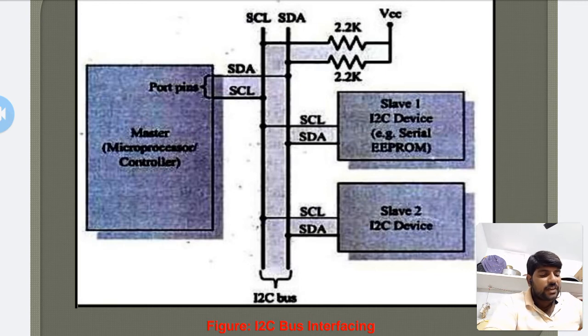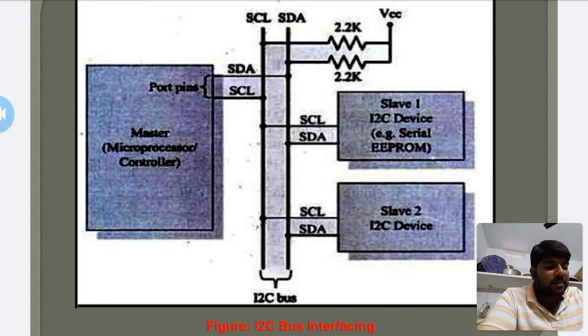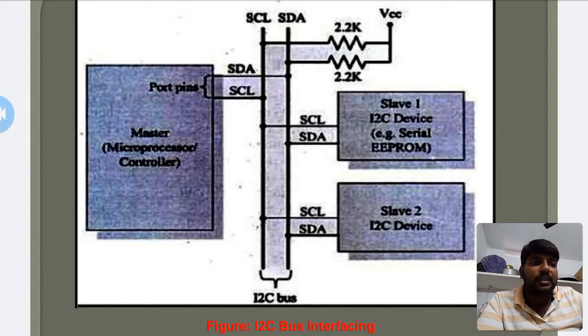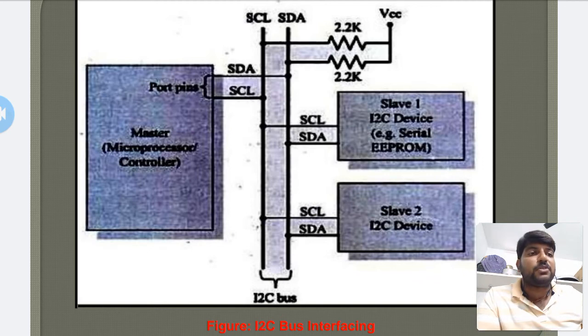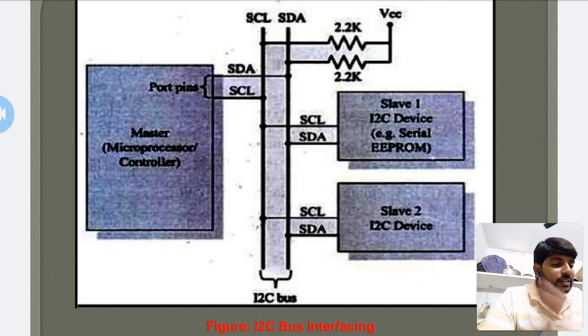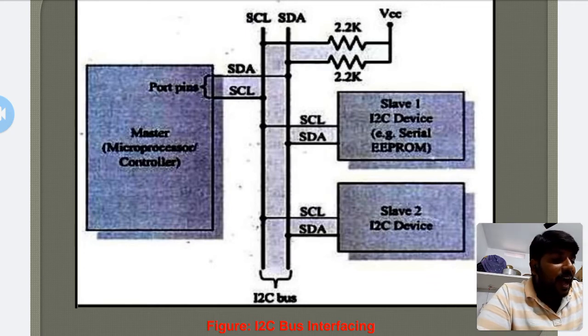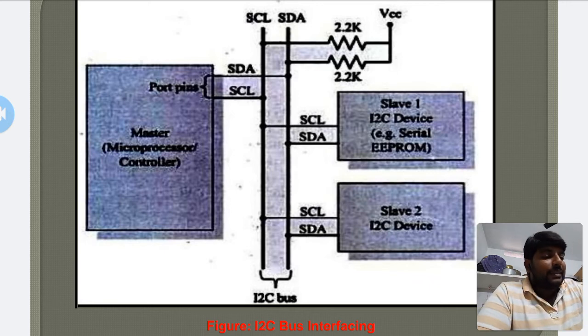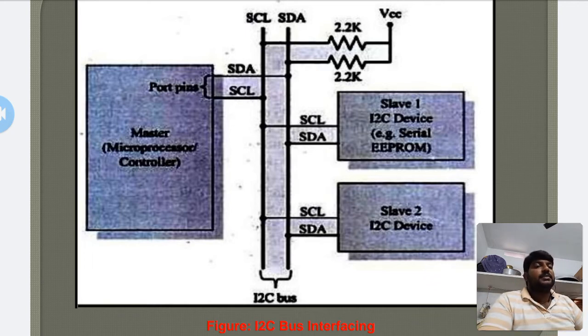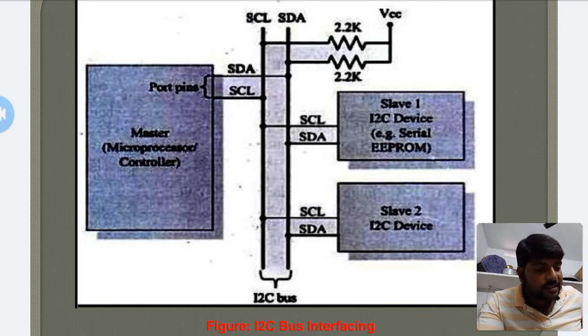The most significant bit of the data is always transmitted first, so the transmission goes from MSB to LSB, the most significant bit to the least significant bit. The slave device whose address matches the one sent by the master responds with an acknowledgement bit. When SDA is high, the transmission is done.